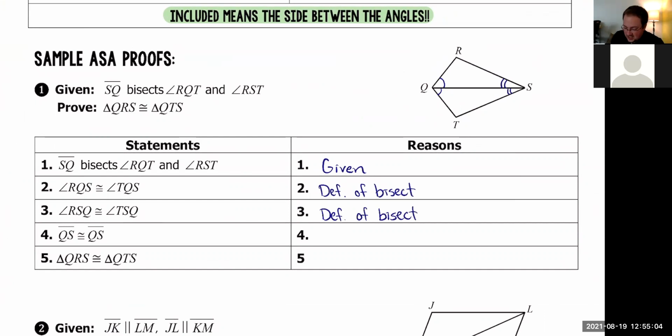Fourth statement says that QS is congruent to QS. So that's just right here in the middle. How can we defend that statement? The reflexive property. So basically, we talked yesterday how things equal themselves. So QS is QS, therefore they must be congruent, but the official term is reflexive property.